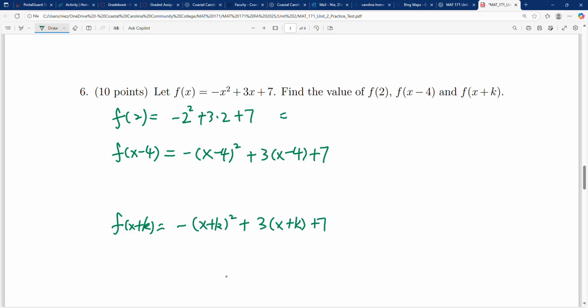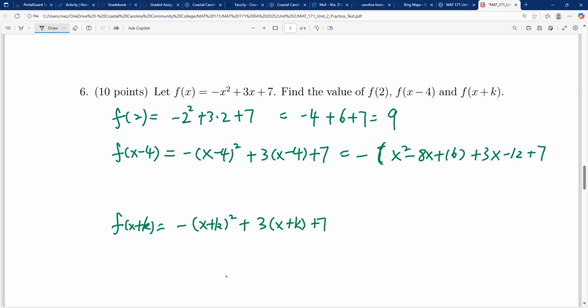Alright, the rest is just simplification. The first one, 2 squared is 4, so it's negative 4, and then plus 3 times 2 is 6, then plus 7, so finally you get 9. Okay. This one you need to cancel the parentheses, so the negative (x minus 4) squared becomes negative (x squared minus 8x plus 16), and then plus 3x minus 12, then plus 7.